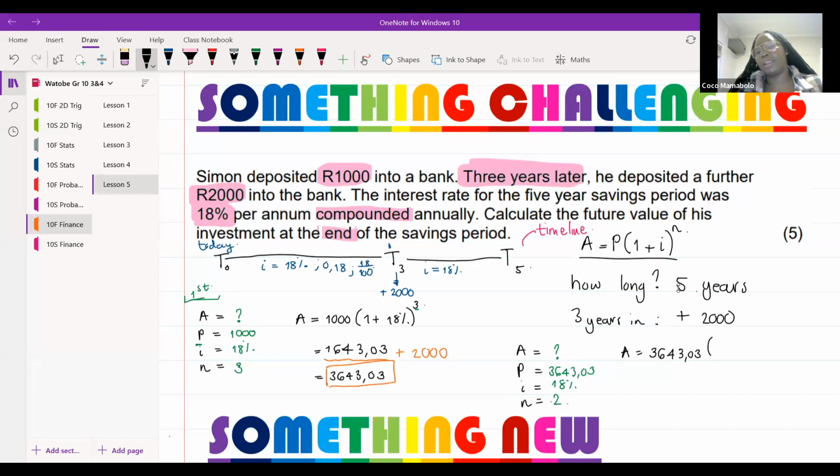3643,03. Right. If I open brackets, what goes in my bracket? 1 plus... Okay, so what was the percentage? 18%. Good, 18%. And I'm going to close brackets. And now we're to the power of 2. Beautiful.